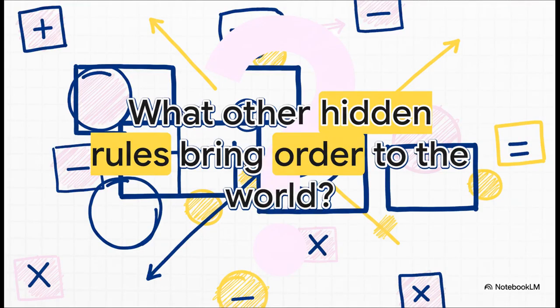So we'll leave you with this thought. We've just uncovered a hidden set of rules that brings order to the chaos of numbers. And it kind of makes you wonder, doesn't it? What other grammars are out there, quietly organizing everything from music to biology to the traffic in our cities? What other hidden rules are just waiting for us to discover?